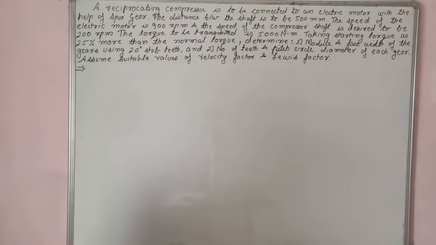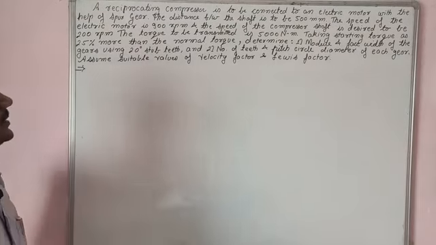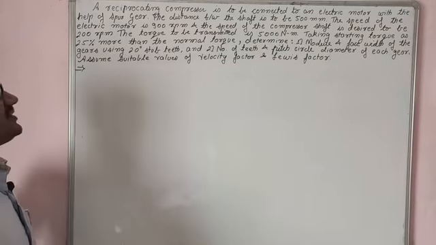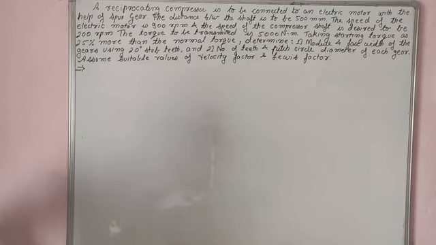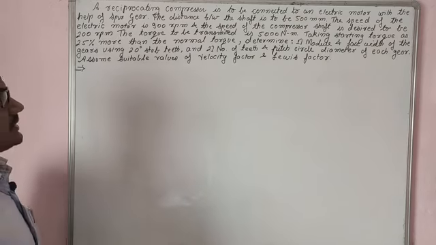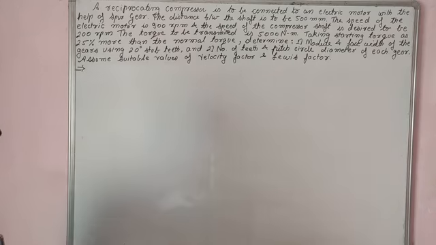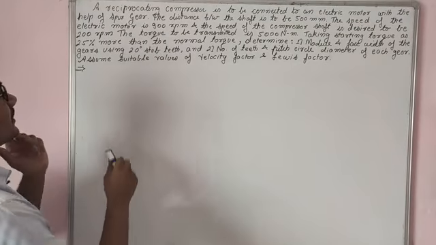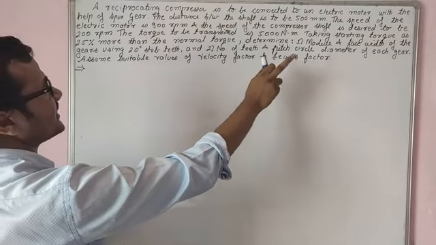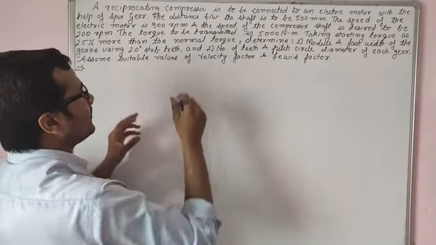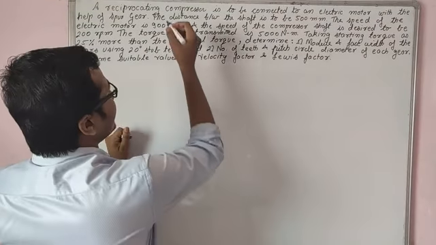Okay students, let us move forward and solve one more numerical based on the concept of design of spur gear. Let us read the question and find the given data such that we can think of how to approach towards the solution. A reciprocating compressor is to be connected. Okay, there is one reciprocating compressor. That compressor is to be connected to an electric motor.